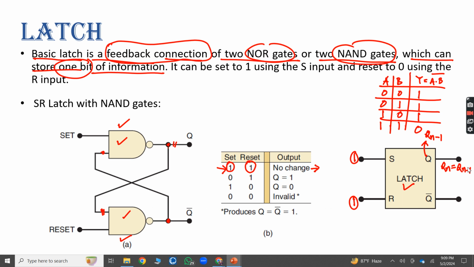Is there any confusion? So let's see how it works. Now you are putting 1 here and 1 here, and for the Q, it can have any value previously. Suppose you have 0 here, so your Q bar should be 1 here.